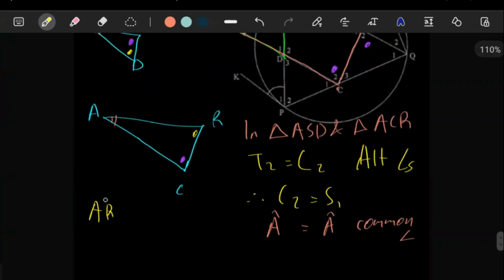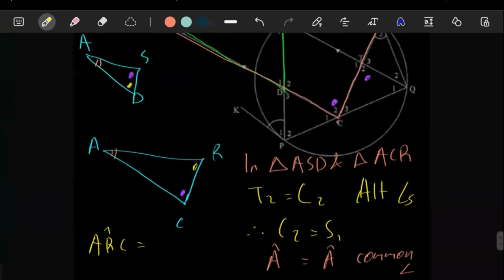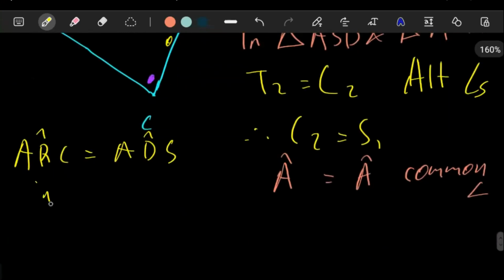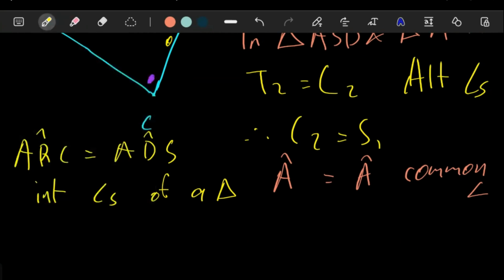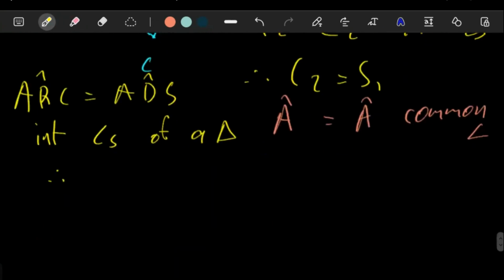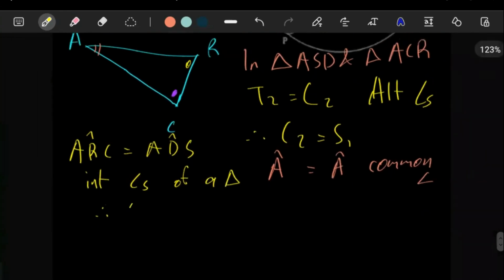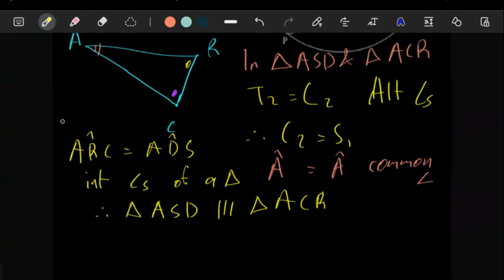So I can say here angle ARC is equal to ADS. The reason we can just say interior angles of a triangle. There we go. So all that being done, we can then say therefore they are similar to each other. Triangle ASD is similar to triangle ACR. So that being done, we can now say the following here.